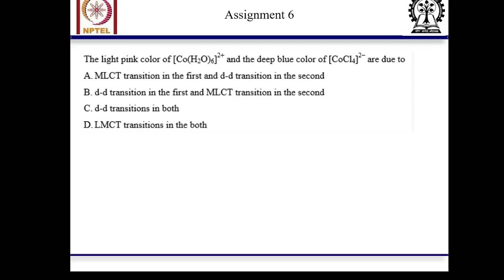So the correct option is C. First thing is that this is octahedral and this is tetrahedral. Based on the splitting only, you will see why it is light pink color and why it is blue color. Now second thing is, if you are saying A, metal to ligand charge transfer, and D, ligand to metal transfer, so where do these things happen?